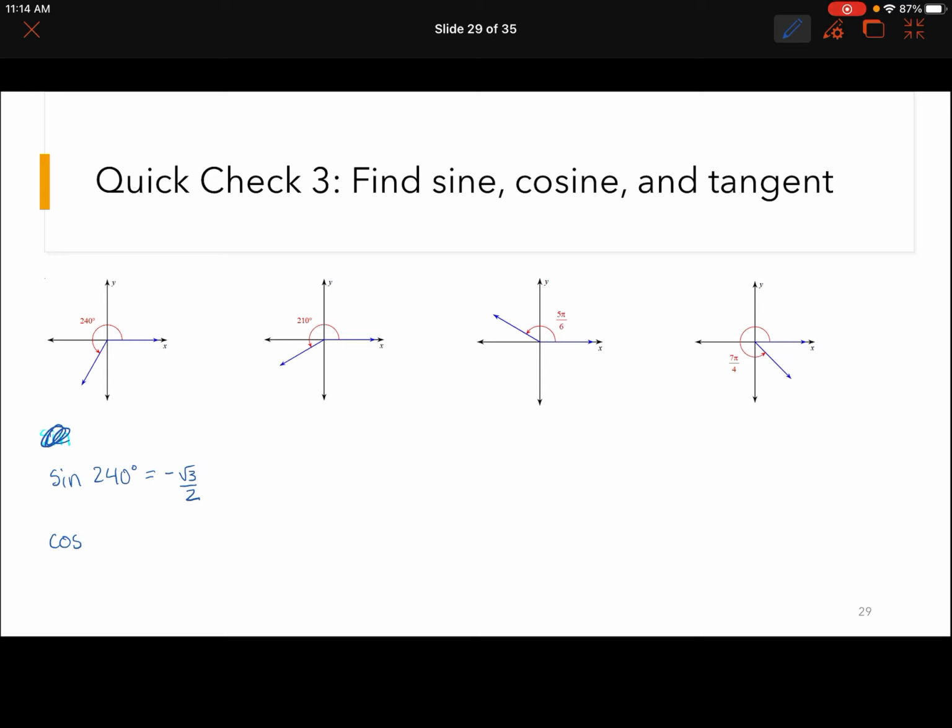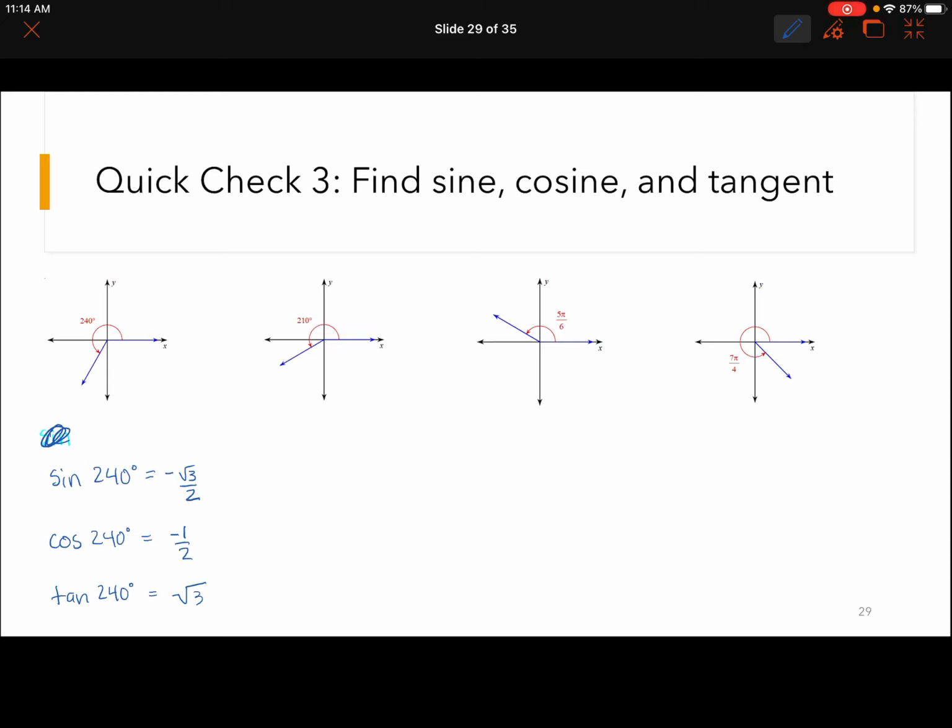The cosine of 240, since it's in quadrant 3, is also negative. That's going to be negative 1/2. And the tangent is just sine divided by cosine. So negative square root 3 over 2 divided by negative 1/2 is positive square root 3.